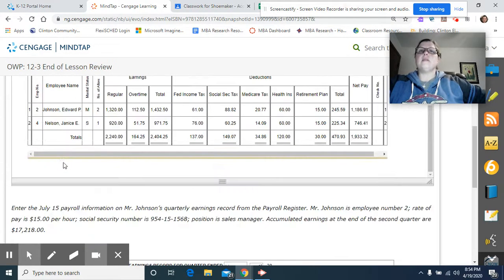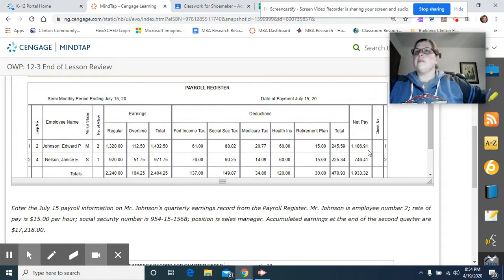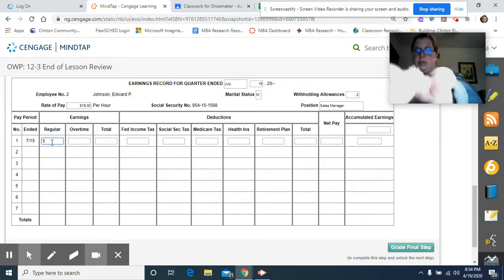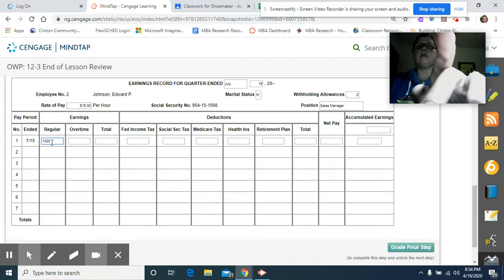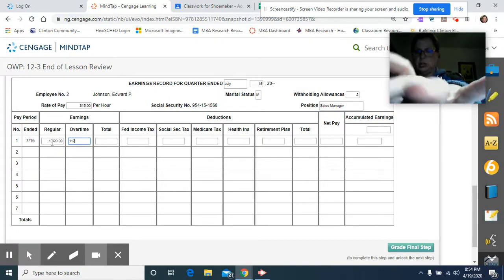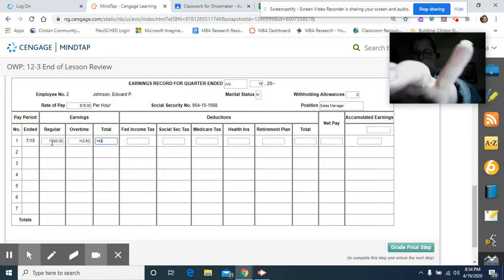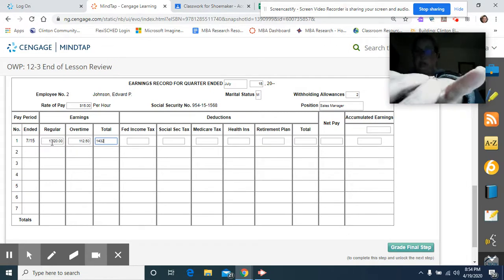And now this is where we are literally just going to record this information across the top. And again, just for the sake of not making you dizzy with me going back and forth between the 2 parts of the screen, I'm just going to copy off the answer key. So we're starting with 1320. His overtime was 112.50. His total is 1432.50.